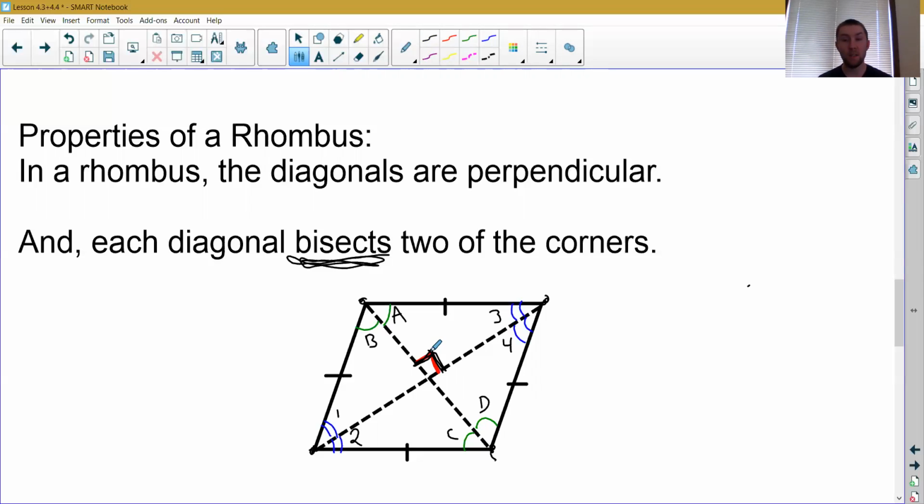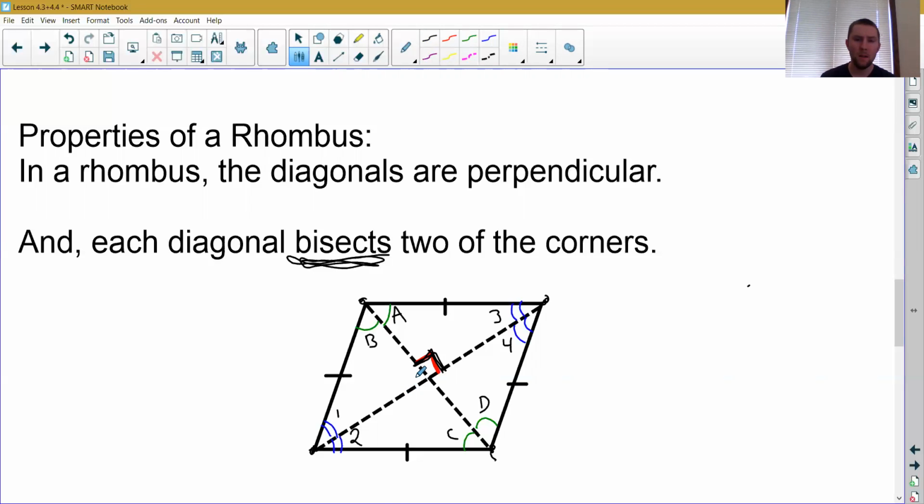Also remember that because this is a parallelogram, this top left corner is congruent to the bottom right corner all put together as well. So A, B, C, and D all four have to be the same measure. The same with 1, 2, 3, and 4. These four angles have to be the same measure as well. So that's our two properties of a rhombus, both about the diagonals. The diagonals have to meet at a 90-degree angle, and they have to cut these corner angles into equal pieces.